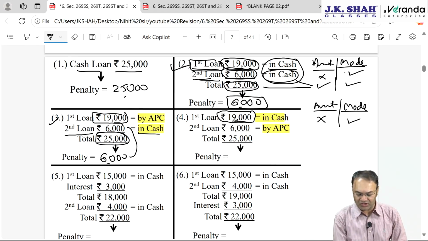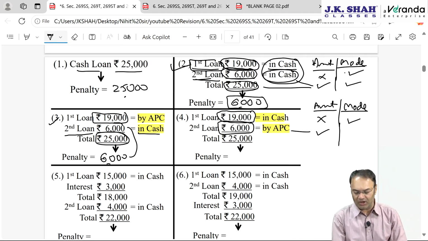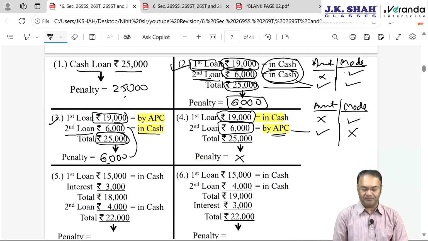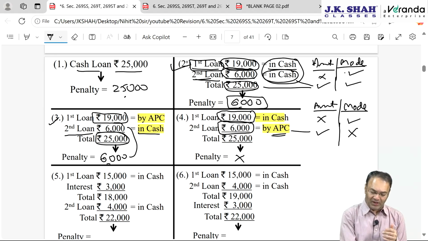But when the second loan is taken, at that time the amount related condition is breached or satisfied, but the mode of acceptance is account payee cheque. Therefore, the mode related condition is not satisfied, no penalty. The penalty will be 0.